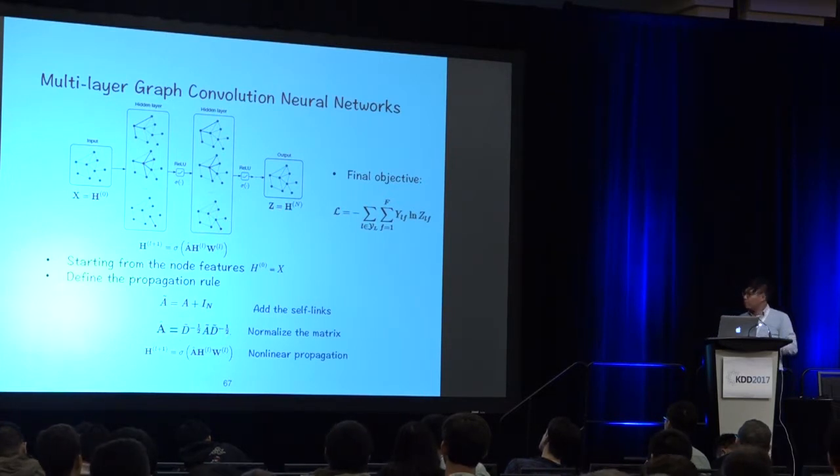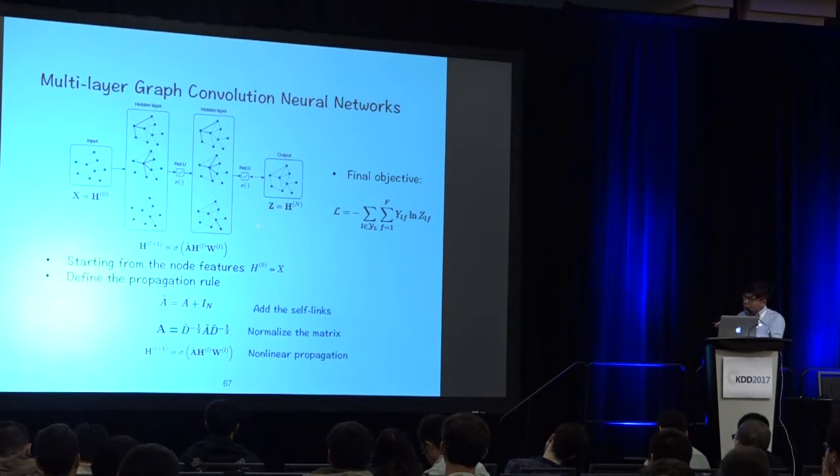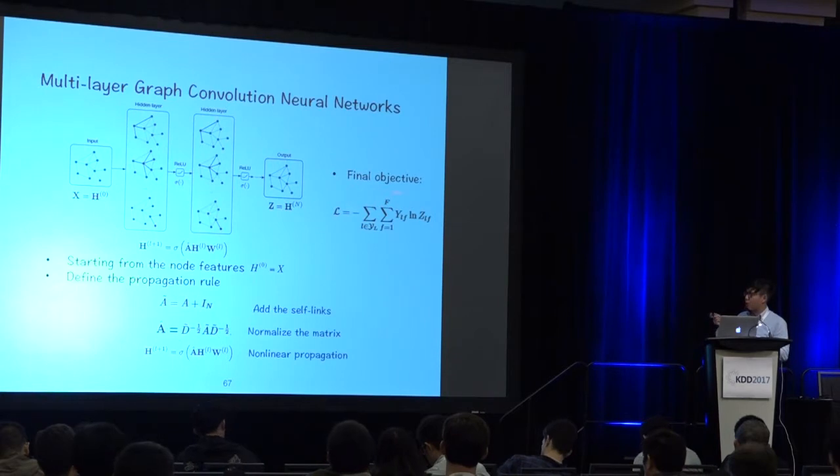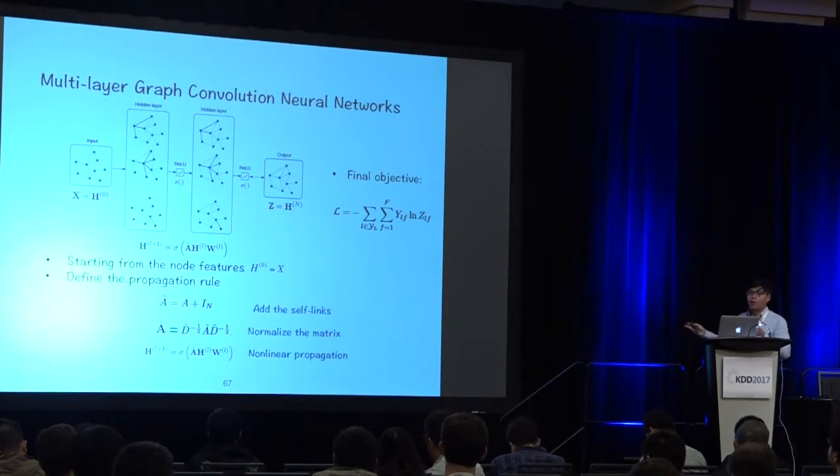Okay. And once we get the node embeddings in the final layer, they are used for external tasks. For example, we want to use the final node embeddings to classify the nodes. So the final objective function is defined in terms of the external task. Here we use node classification, and then the whole model is trained using backpropagation.